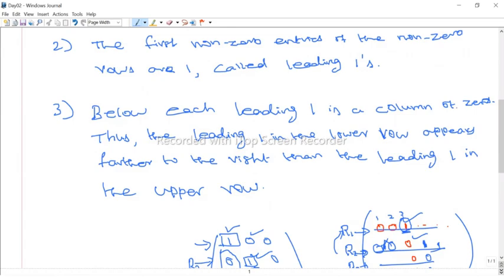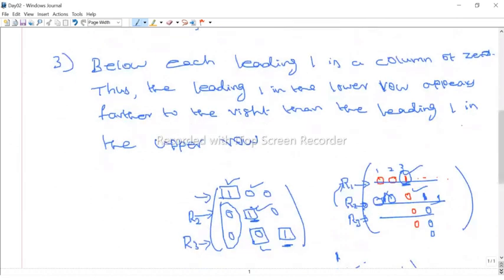Now the third point is, below each leading entry should be 0. The column elements below the leading entry should be 0, and the leading one in the lower row should appear farther to the right than the leading one above. Suppose in the first row the leading entry appears here, the second row cannot have it here.